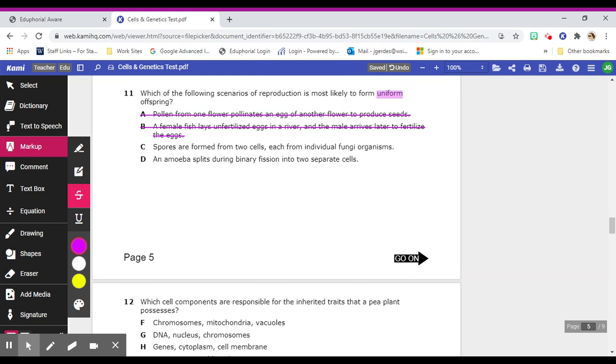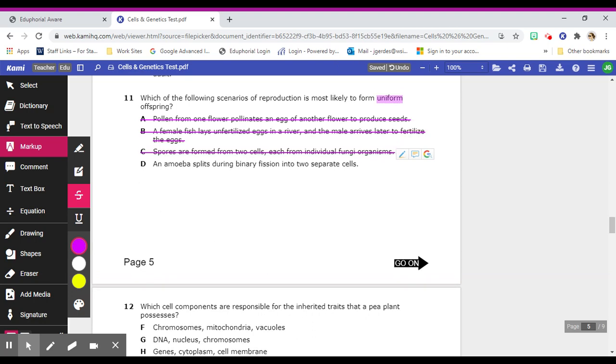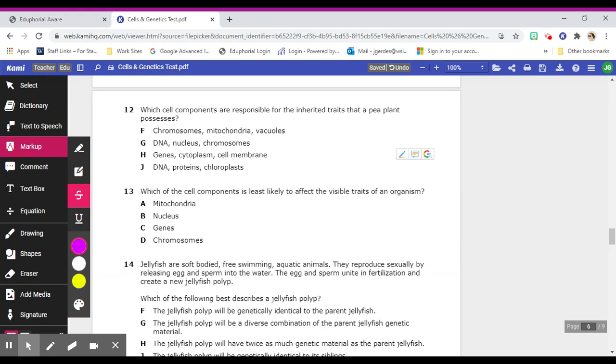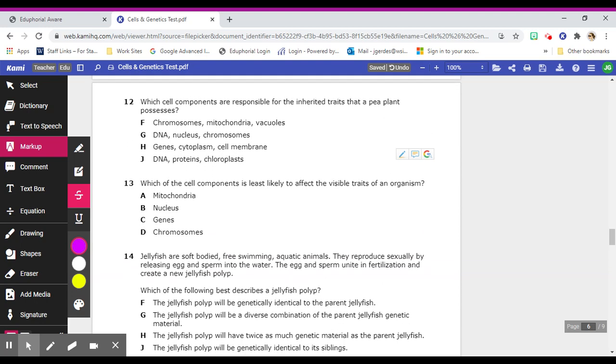Spores are formed from 2 cells. Okay, so it's telling us 2 cells. So from fungi, and that was in our reading, and that was sexual reproduction. So I know the answer has to be D. So 11 is D. Number 12, which cell components are responsible for the inherited traits that a pea plant possesses?